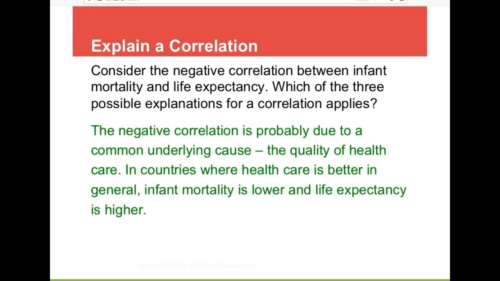All right, and this is the one we talked about. So if we consider the negative correlation between infant mortality and life expectancy, which of the 3 possible explanations for a correlation applies? Probably common underlying cause, which was access to medical care or quality of health care in the country, right? Poor quality of health care tends to probably cause a higher infant mortality rate and a lower life expectancy. Whereas good access to healthcare tends to mean lower infant mortality rate and higher life expectancy.